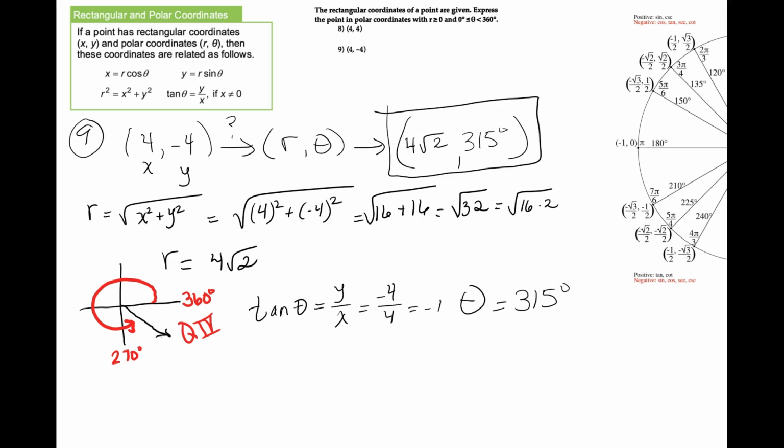So again, two really nice examples where we're going from rectangular, x, y coordinates to polar coordinates. And, fairly easy, fairly straightforward if you can just follow the formulas.